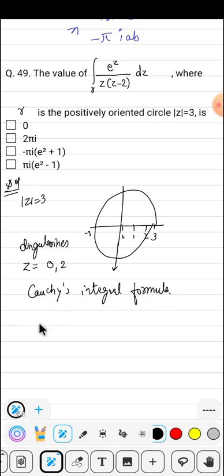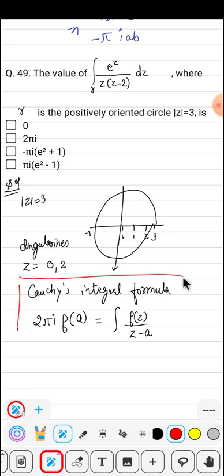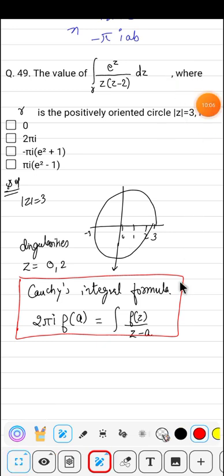That is 2 pi i f of a, where a is the singularity, is equal to the integration of f of z upon z minus a. This is important. And what does a positively oriented circle mean? Now let us solve by this method, Cauchy's integral formula.